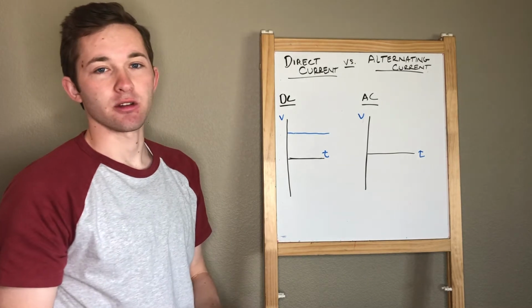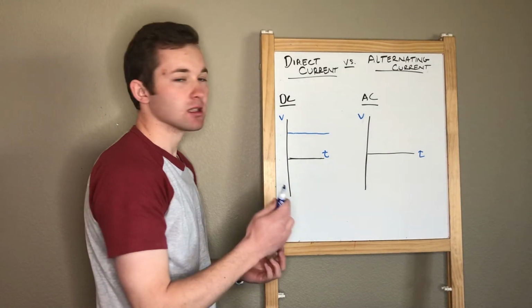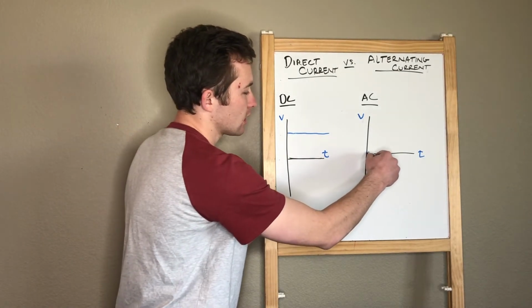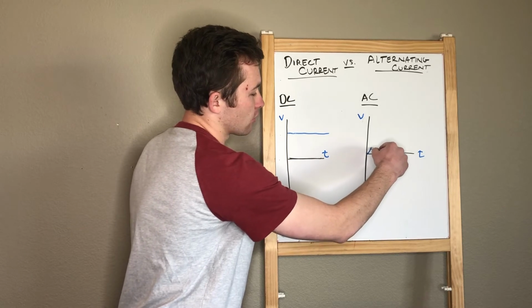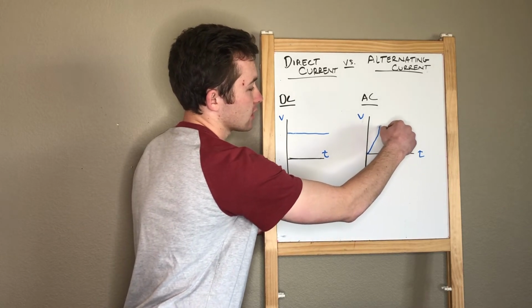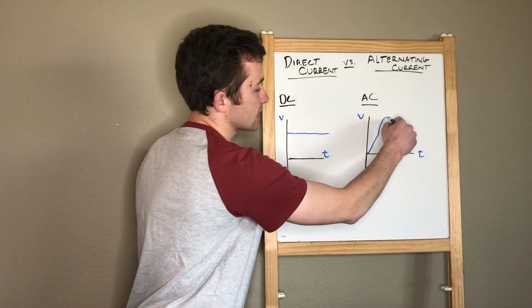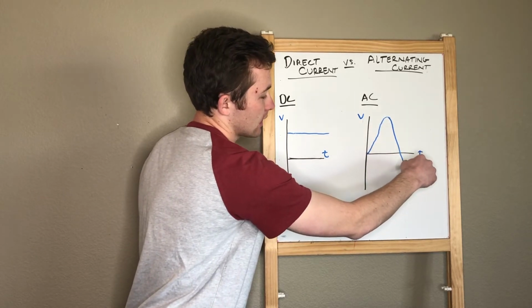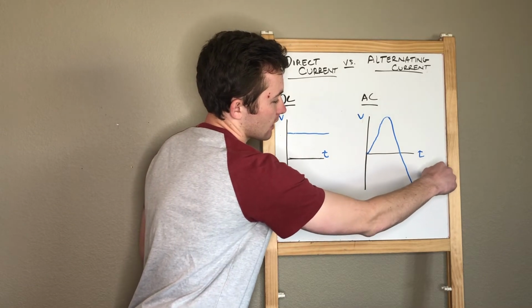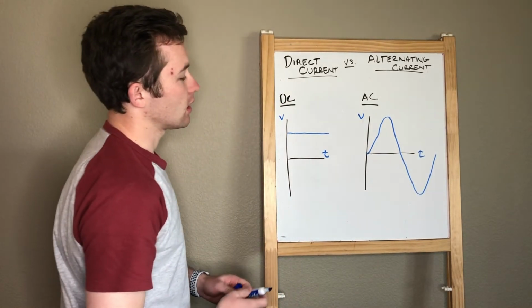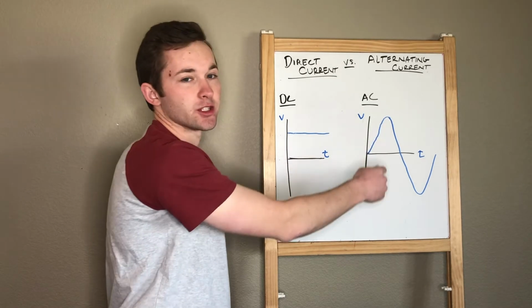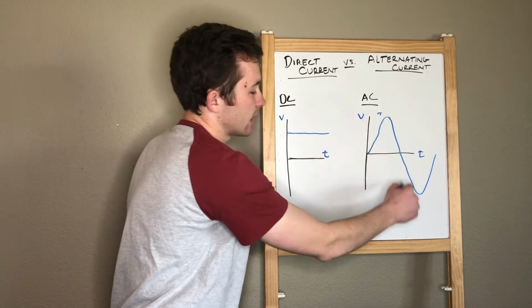And then the AC, the alternating current, is a little different. It's going to start at zero, and it's going to grow, going in one direction to a high, and then alternate. When the battery alternates, it will switch directions and go the other way, and then come back up the other way. So the voltage is always changing from positive to negative.